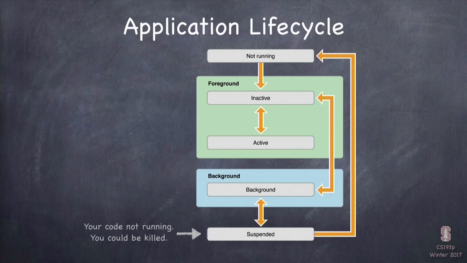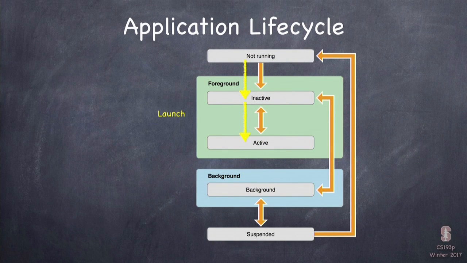You get no cycles. Now, one thing you have to understand about how this lifecycle works is that you transition through these states in an orderly fashion. So when you launch, you go from not running to this foreground inactive state to active. You always transition through inactive to get to active.